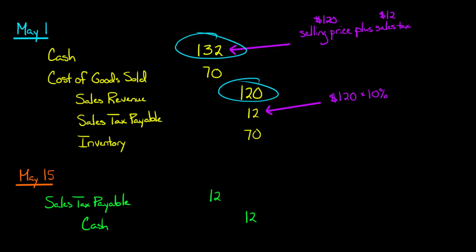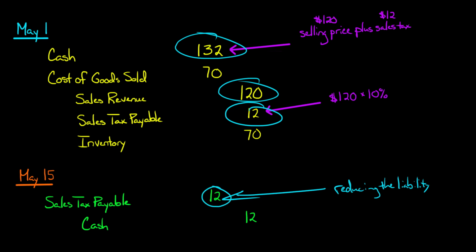Why? Because it's a liability. It's a payable account. Liabilities go down with a debit. If you're not too good on your debits and credits, what you want to think about is this is reducing the liability. In fact, in this case, assuming there are no other sales taxes payable or anything like that, this would completely eliminate the liability, because we started with $12, then we reduced it by $12, and we're at zero.